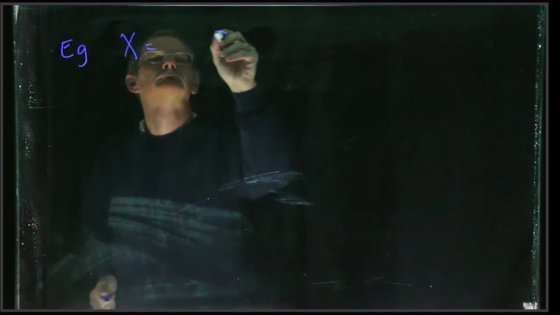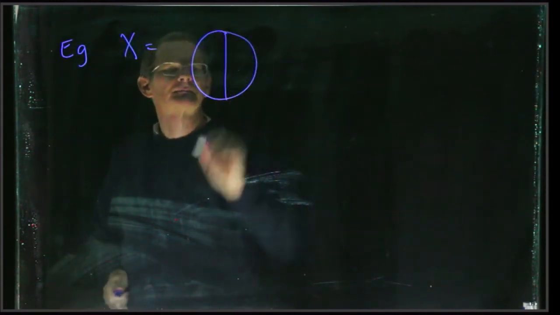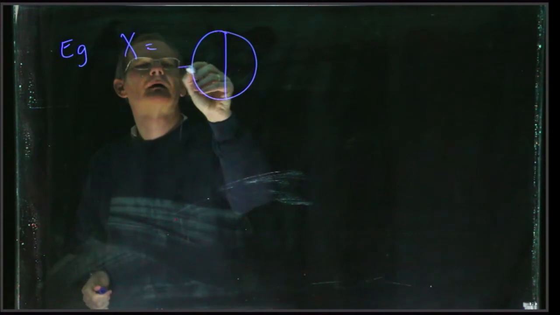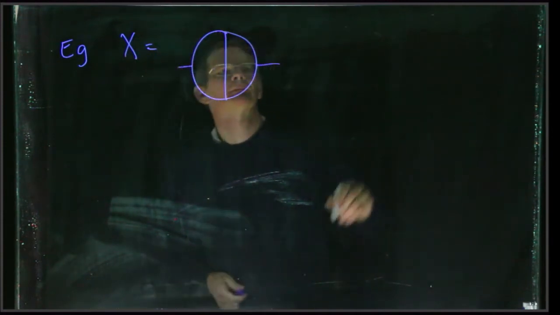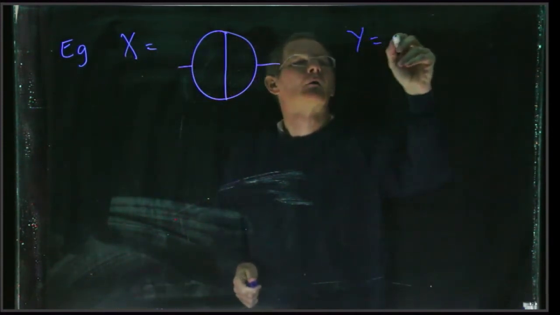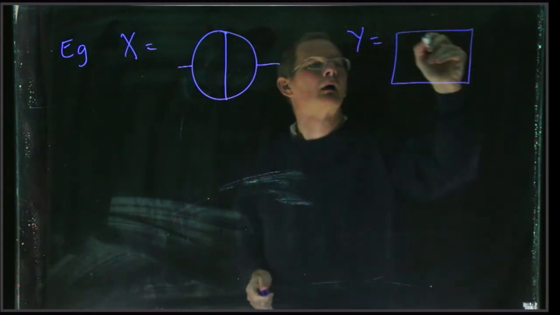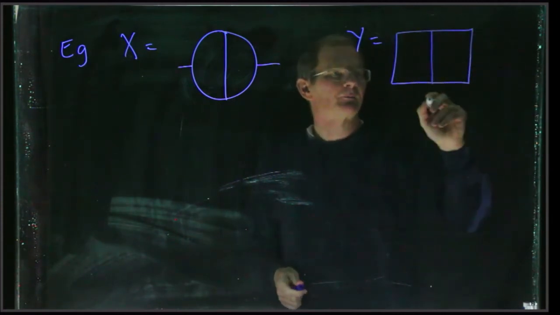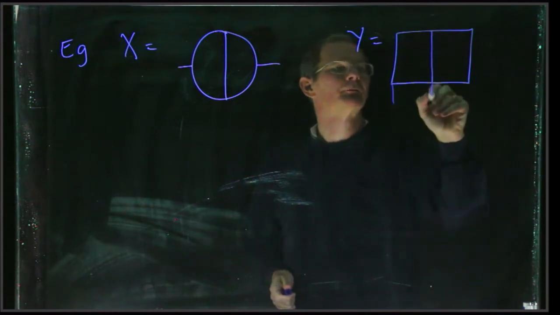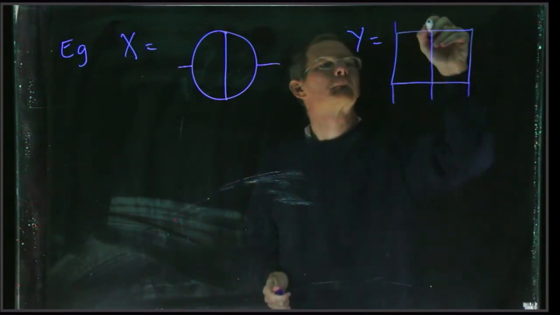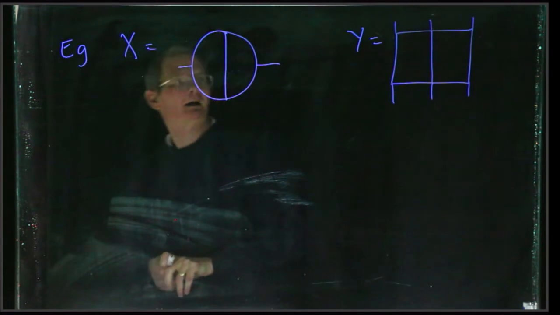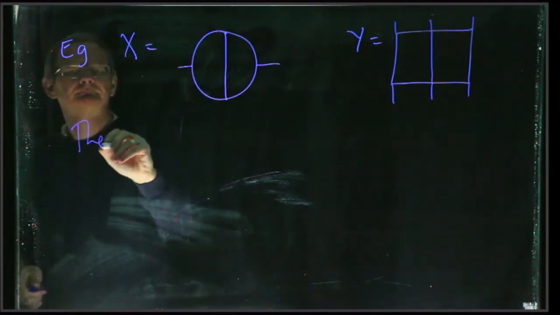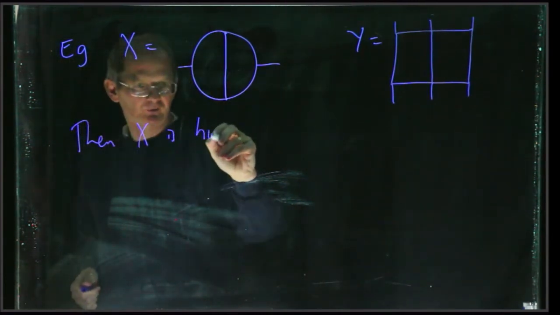Another example that I won't justify in detail: so a space like this, maybe with some bits sticking off, and Y, a space like this with some different kind of bits sticking off. Then X is homotopy equivalent to Y.